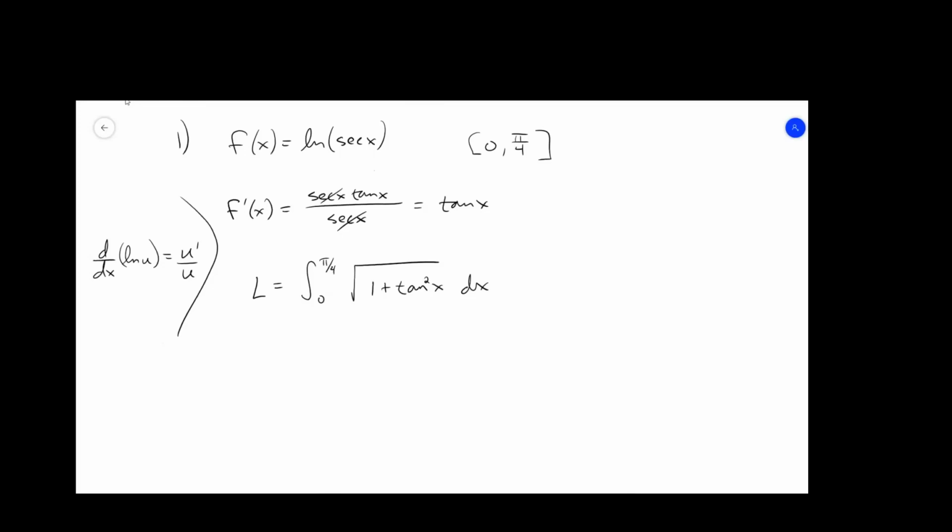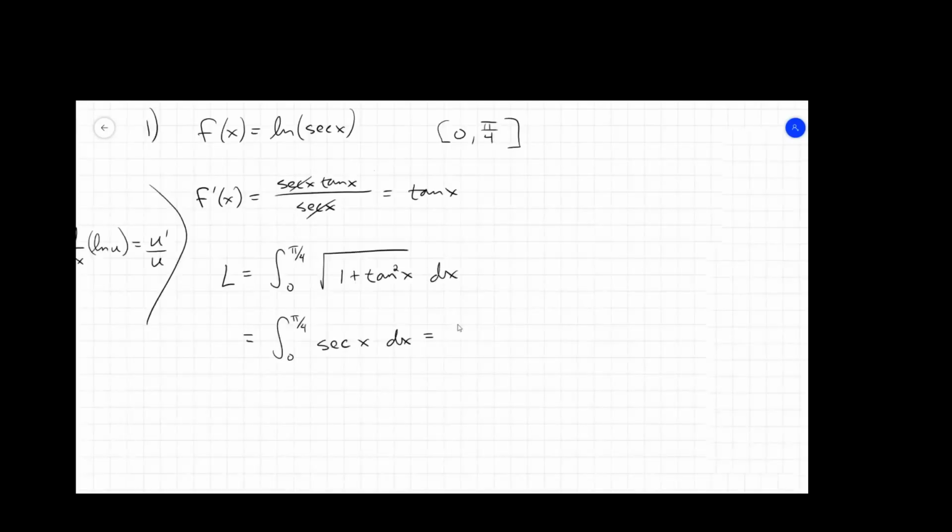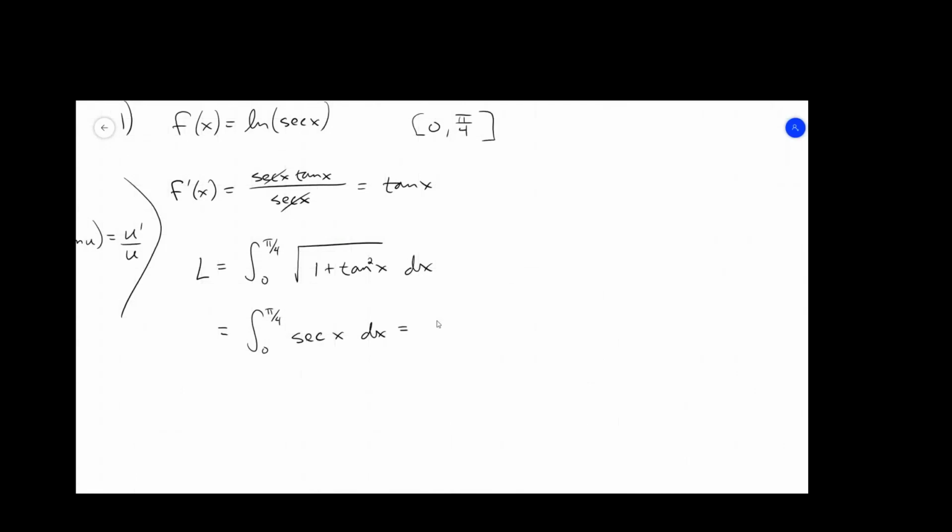Secant squared, exactly. So that means this becomes the square root of secant squared by a Pythagorean identity. And so all we get there is just secant x, right? The square root of secant squared x is just secant. Okay, so after this formula, we end up with the integral of the secant function, and we hopefully remember what that is. That's the natural log of the secant function plus the tangent function.